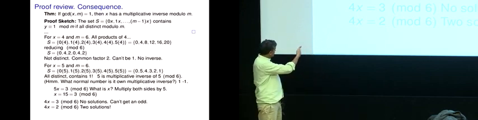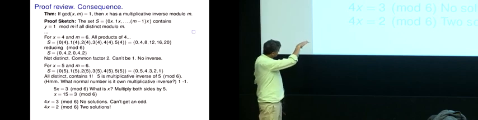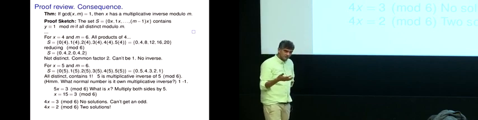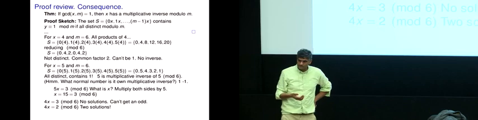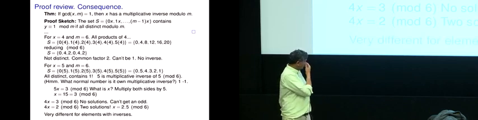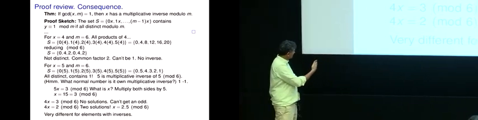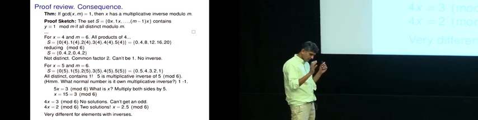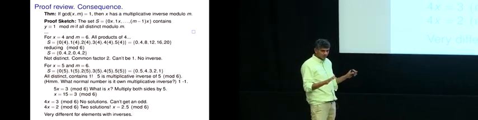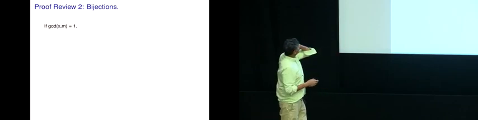So once you have common factors, it doesn't work like you think it does anymore. But if you don't have common factors, you can have inverses. So you can do stuff. You can solve equations, at least when you're only dealing with things that are relatively prime. Okay, so let's just review this again.